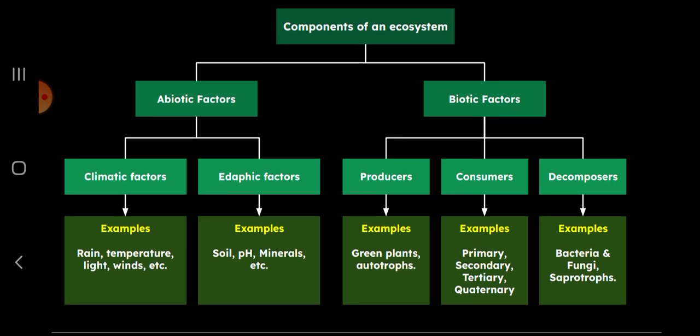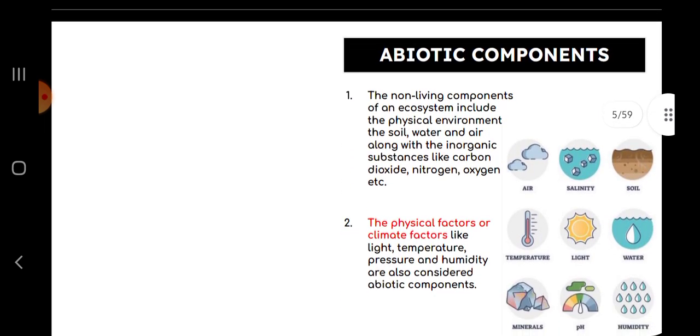Components of an ecosystem. There are two components, abiotic factors and biotic factors. Abiotic factors have two types, climatic and edaphic factors, and biotic factors are three, producers, consumers and decomposers.